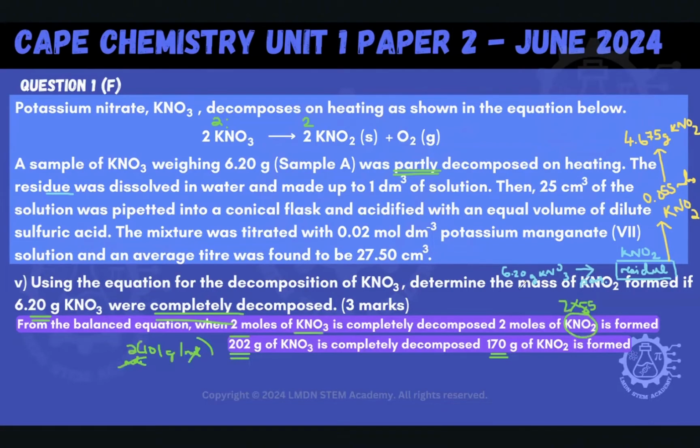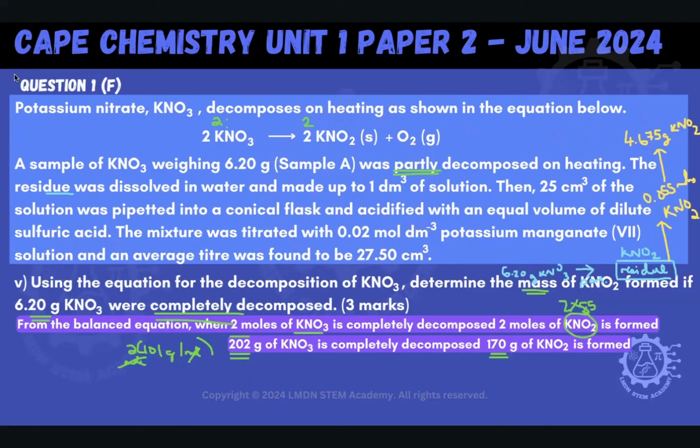So again, because they want us to find the mass of KNO2 formed, we take the mole ratios and convert them to mass ratios. So if 202 grams of KNO3 is completely decomposed, we get 170 grams of KNO2 formed. But for the question itself, how many grams did it say would be partially decomposed? It's 6.20 grams. So we're not going to do 202, we're going to do 6.20 grams, but the mass ratio still holds.